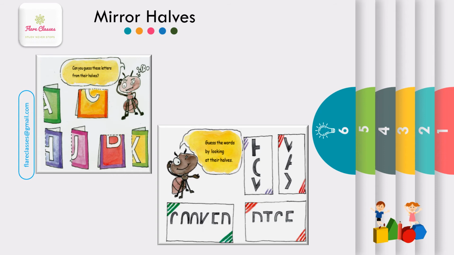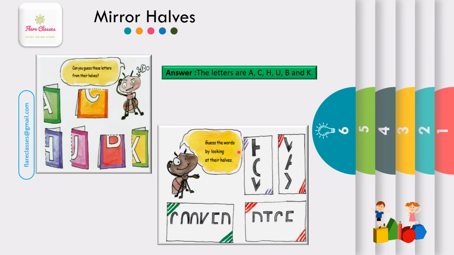Here we have mirror halves of some alphabets. Can you find which alphabet this is? This is A. This one is C. This is H. This one is U. This is B. This is K.